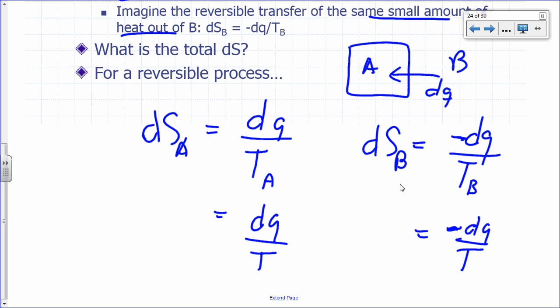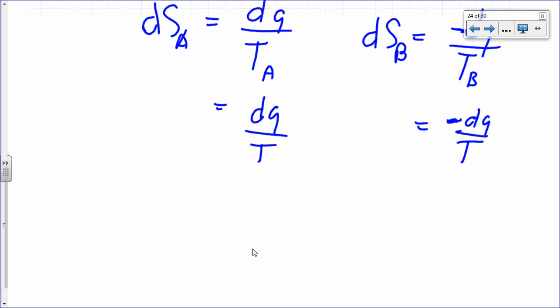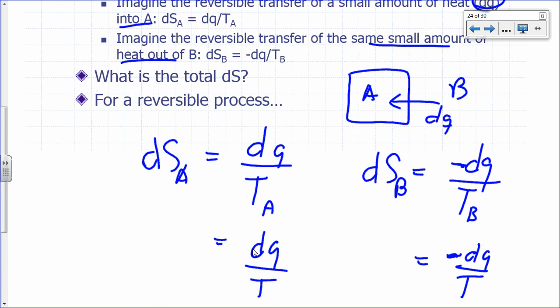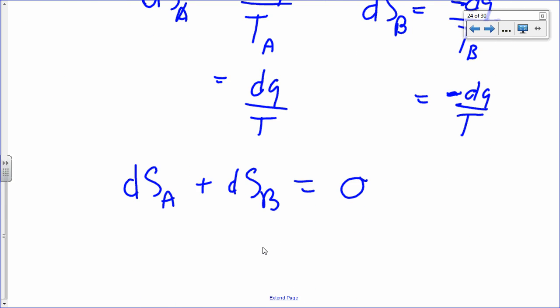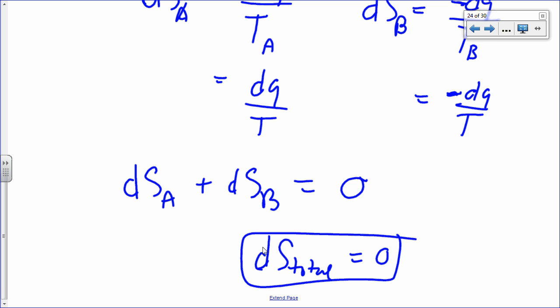What's our total dS for both A and B? dSA plus dSB is equal to 0. Okay? So for a reversible process, we say that the dS total is equal to 0. What does it mean when dS is equal to 0? The entropy has no tendency to increase, right?